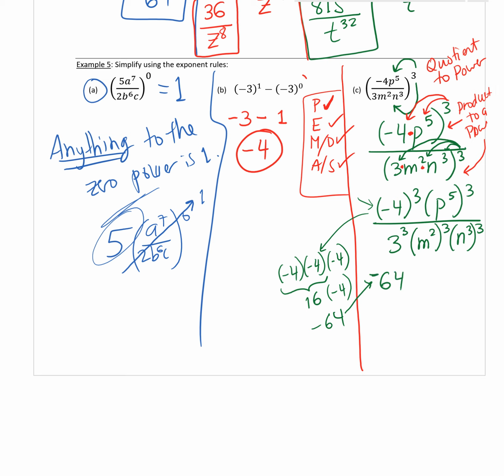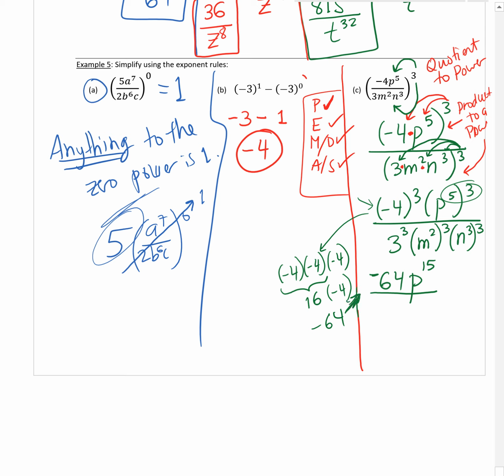Alright, and then for the p portion, you multiply the powers. Because remember, if you have 1 base and 2 powers like we have, you multiply. 5 times 3 is 15. Okay, the numerator is as good as it's going to get. It's not going to get any better than that.